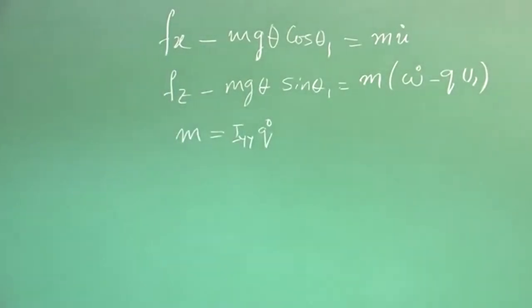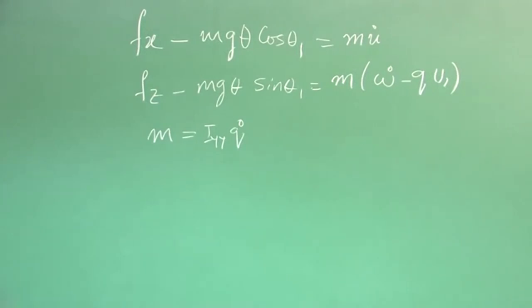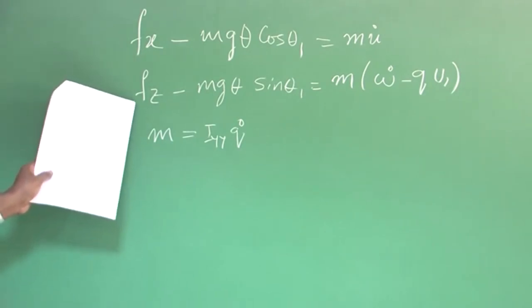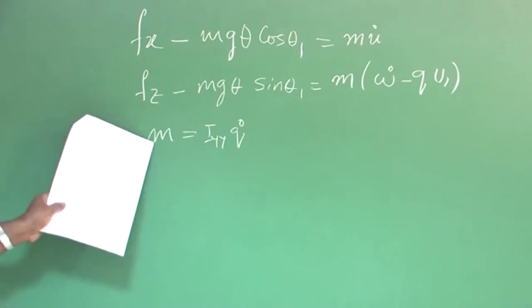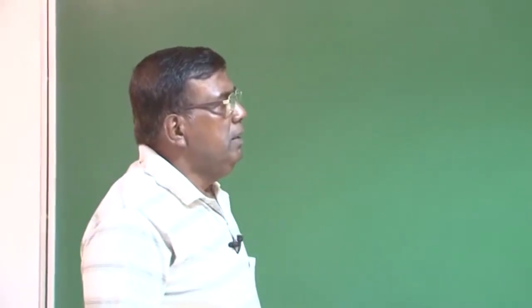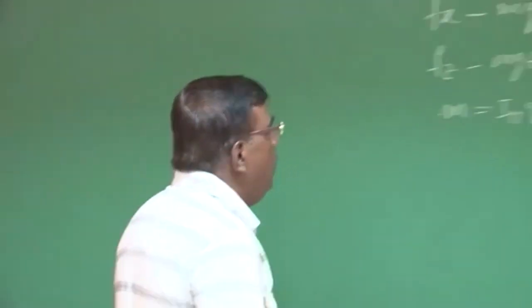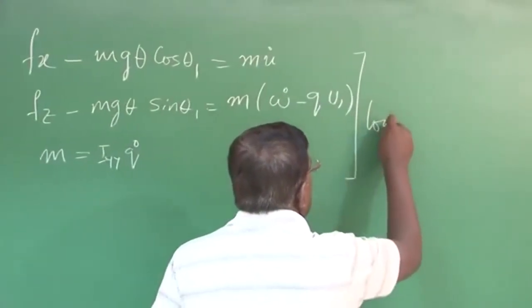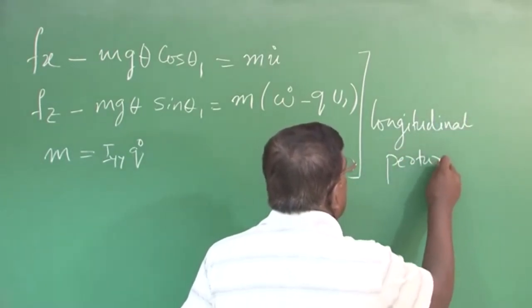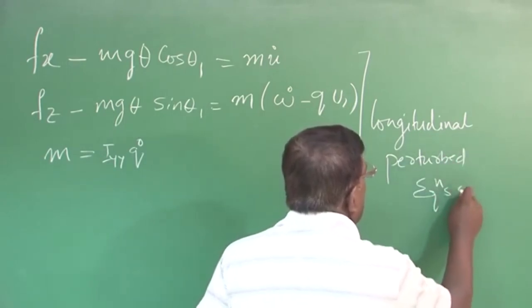Sometimes I may be using fax. As long as they are small letters fx, fz and small m, we all understand these are perturbed aerodynamic forces: fx along the body x direction, fz along the body z direction, and m about the body y axis. But we are also clear that we are using the stability axis system, as the body fixed axis system, which is designed in such a way that the orientation of x is towards the velocity vector in the vertical plane. We are talking about only longitudinal perturbed equations of motion.